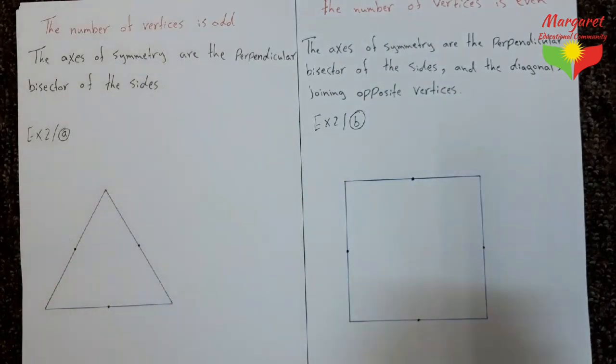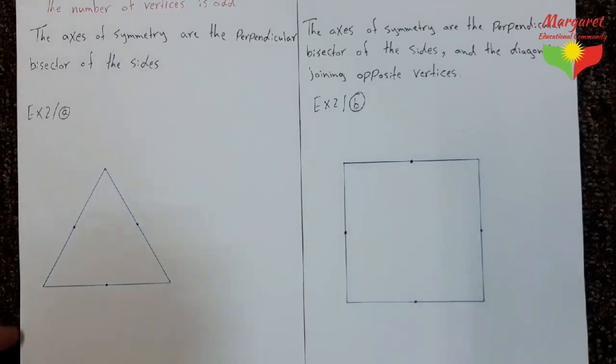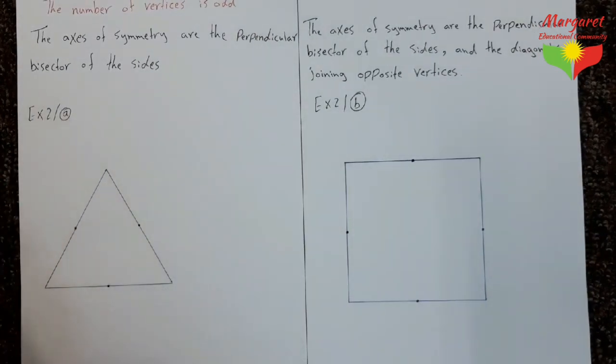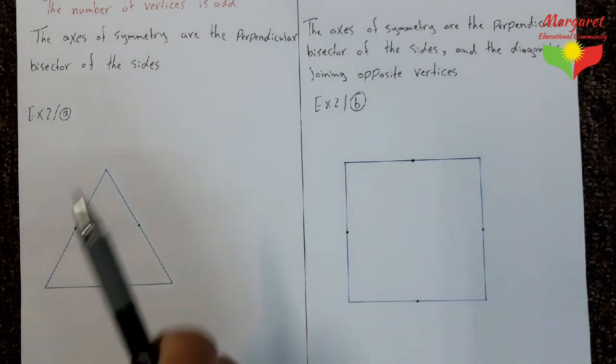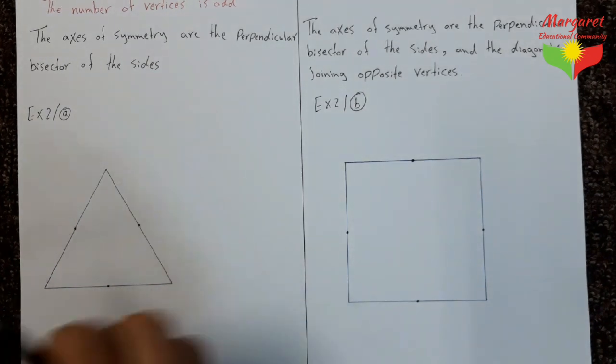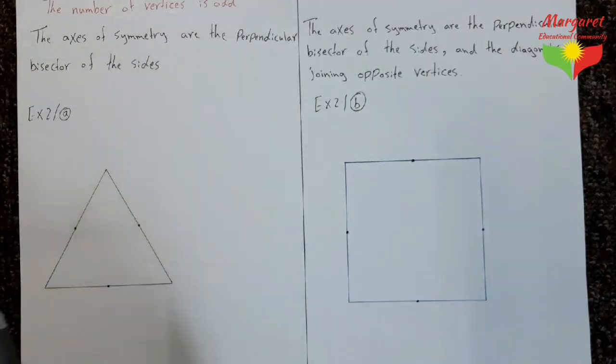For example, in example 2, part A, draw the axes of symmetry in an equilateral triangle.